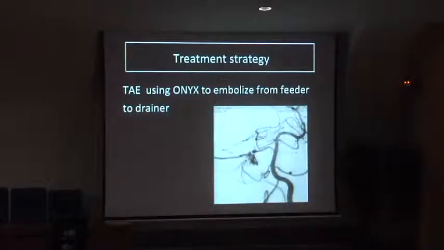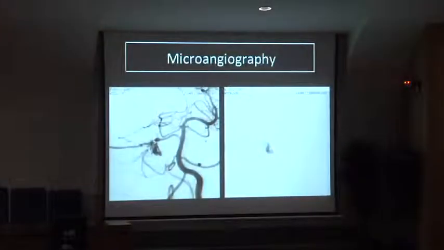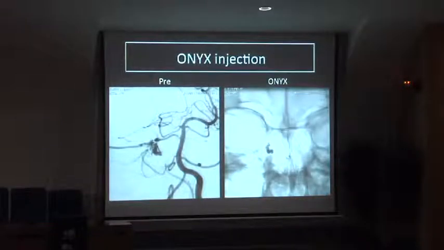So, the treatment strategy I took: TAE using Onyx to embolize from feeder to drainer for complete obliteration. This is the microangiography. I inserted the microcatheter just proximal to the nidus. Onyx penetrates into the nidus.